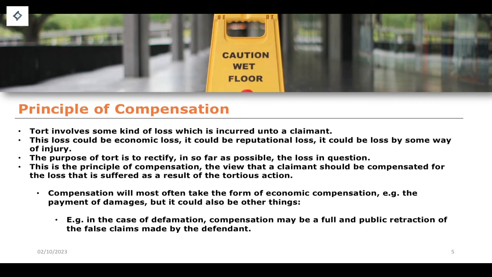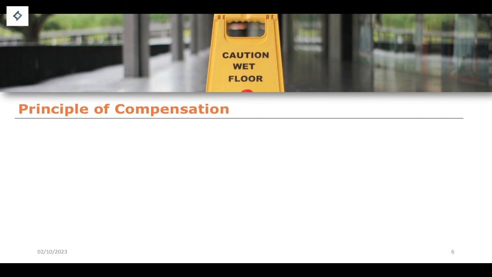So if you make a false claim to the public and the individual has their reputation damaged as a result, you may be sued for defamation or threatened with litigation for defamation, and you may have to retract that public statement that you had made. And that can be seen as a way of rectifying the loss that would have been suffered if that false piece of information had continued to stay in the public domain without the correction of the record.